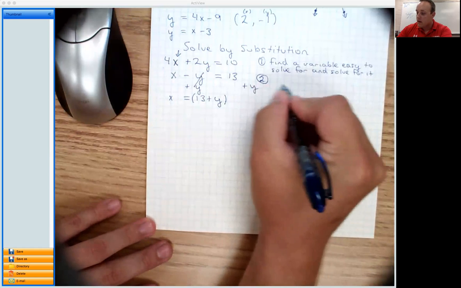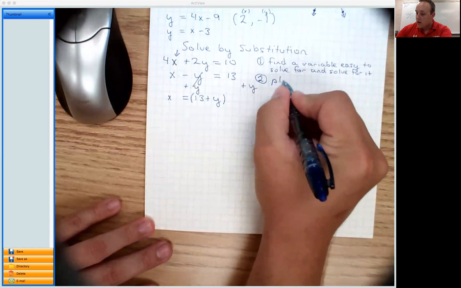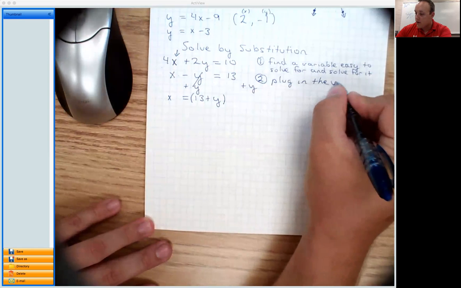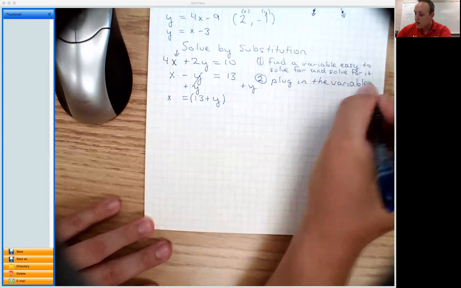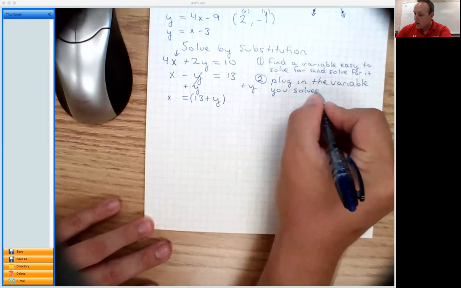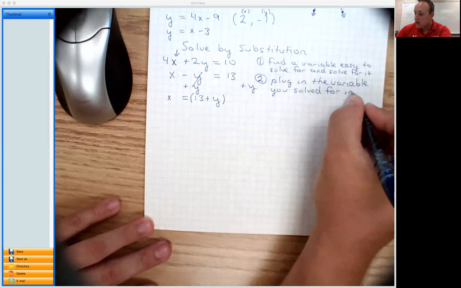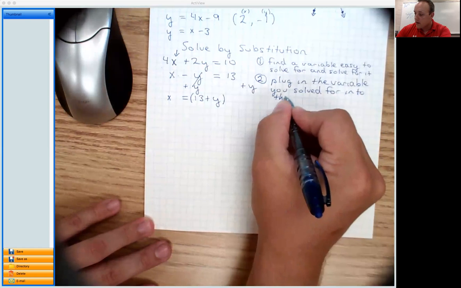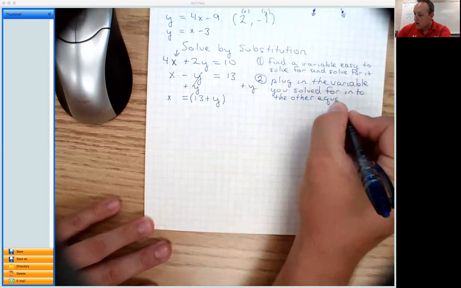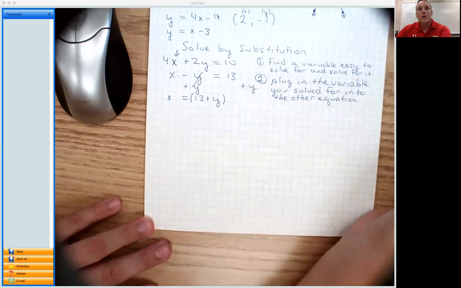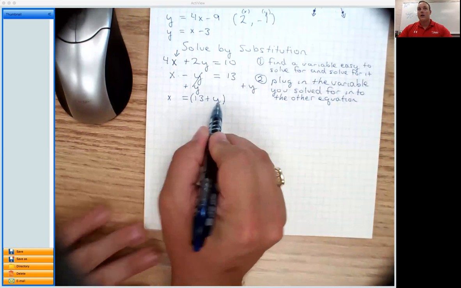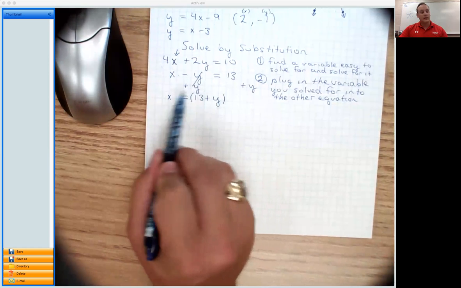All right. Plug in the variable you solved for into the other equation. Okay, so this is now essentially x. 13 plus y represents x. Does that make sense?